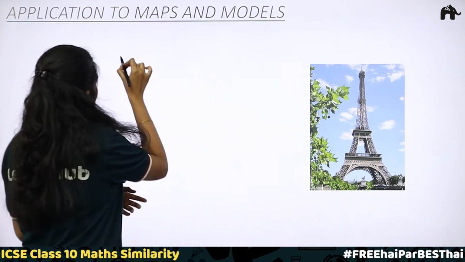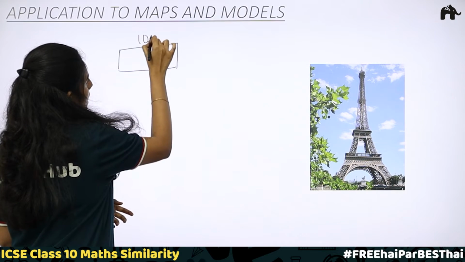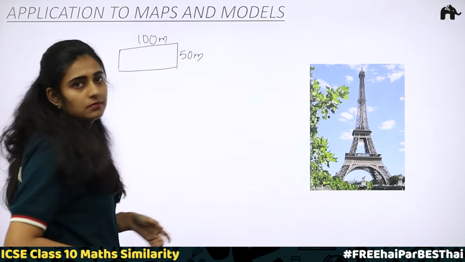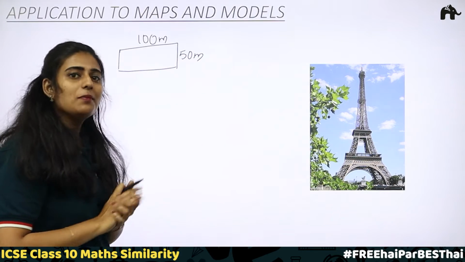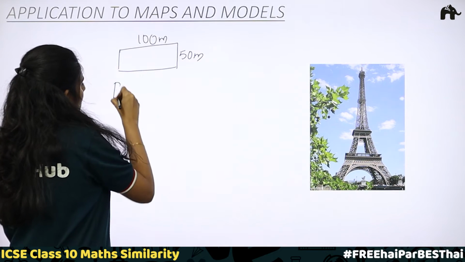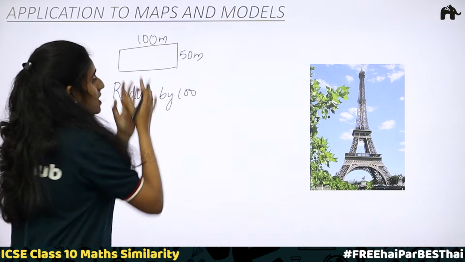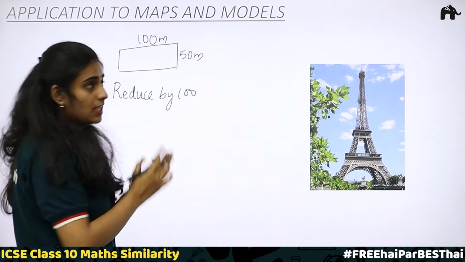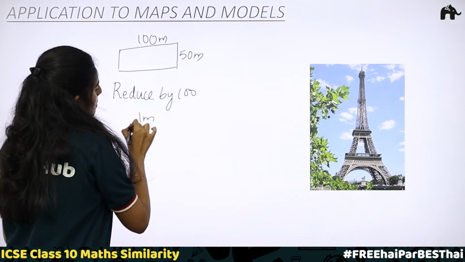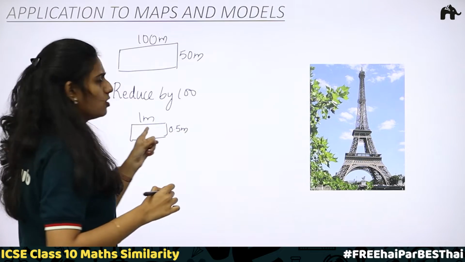Okay. Now, if I am taking a plot, here I have a plot of length 100 meter and breadth 50 meter. I am asking you to draw this on a paper. For that, what can be done? I am going to reduce the size by 100. When I reduce the size by 100, it means I have to reduce the length and I have to reduce the breadth. I will be getting 1 meter and 0.5 meter here.